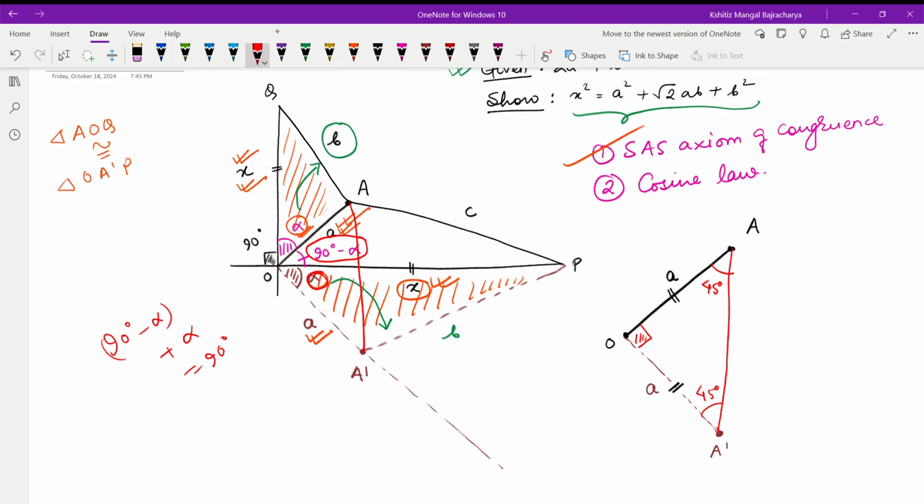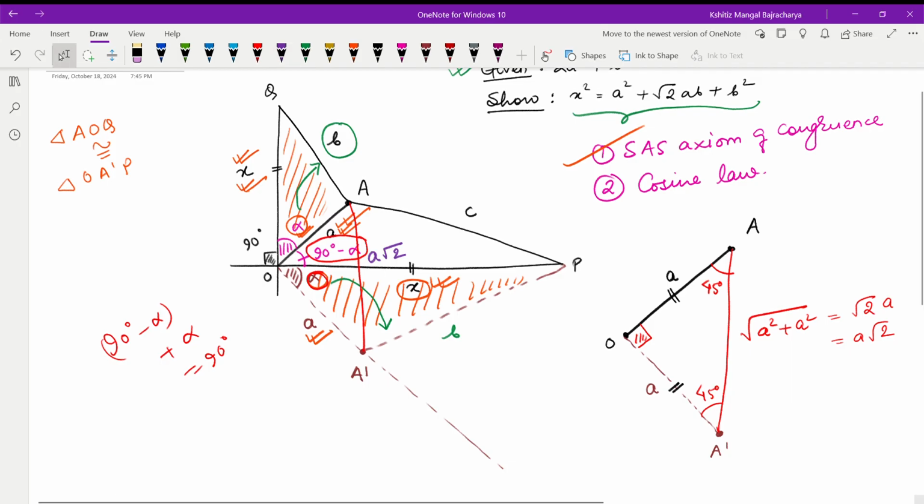Using Pythagoras theorem, or you can use trigonometry here, we get side AA dash as square root of a squared plus a squared, which is equal to square root of 2 times a, or you can write a square root of 2. So this side is a square root of 2.